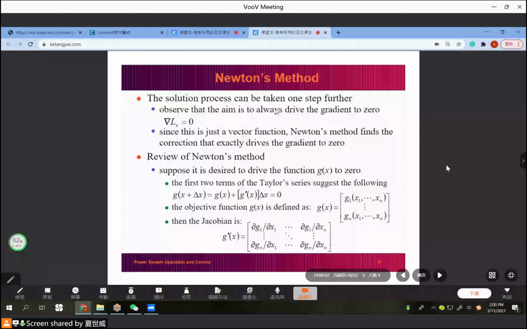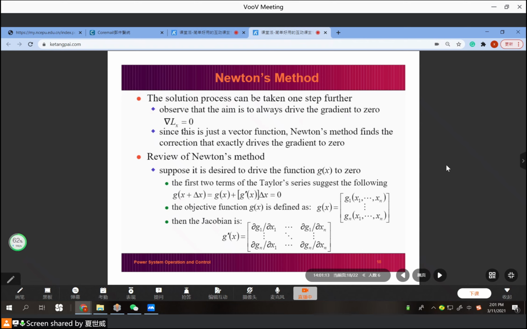In the previous class, we learned a lot of algorithms to solve economic dispatch, such as the lambda iteration algorithm and the gradient-based algorithm. We also learned a very good method called Newton's method, which has a fast convergence speed. At the end of that class, we learned the Newton method like this.